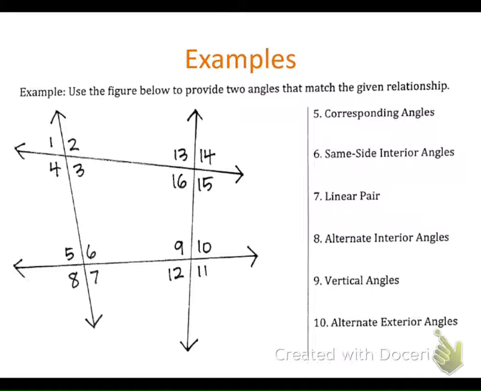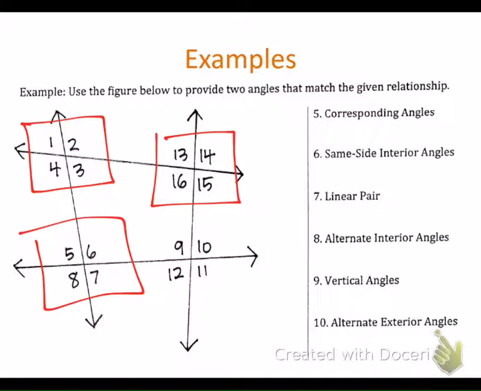Use the figure below to provide two angles that match the given relationship. Now, there's four on here. There are four different sets of angles, but we can still do it. It doesn't matter. For corresponding angles, where do you see two angles in the same position? I always draw it because I think it's easier. They'd be on different squares, but in the same position.